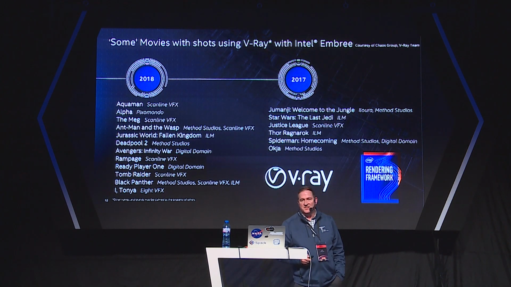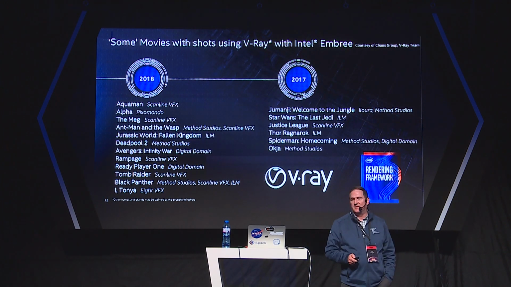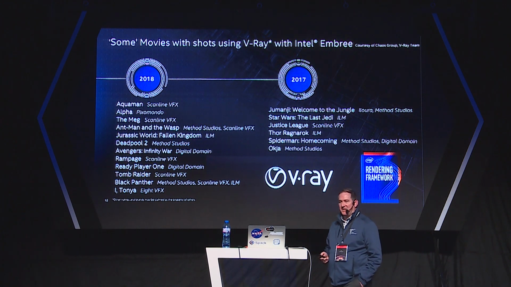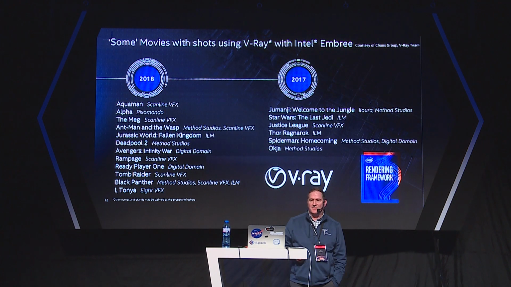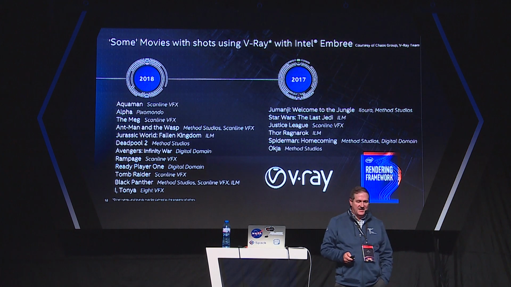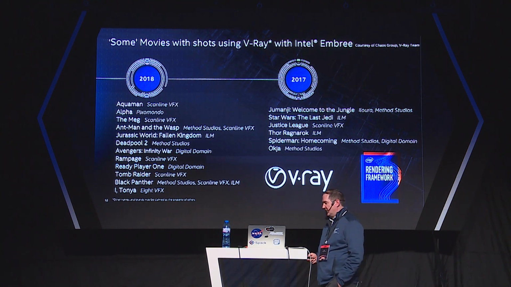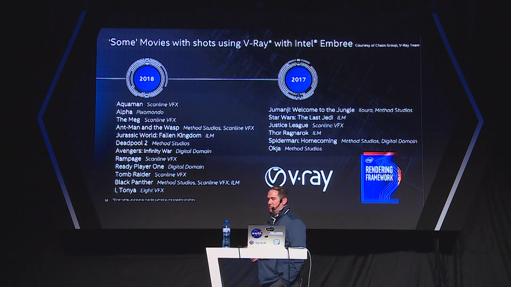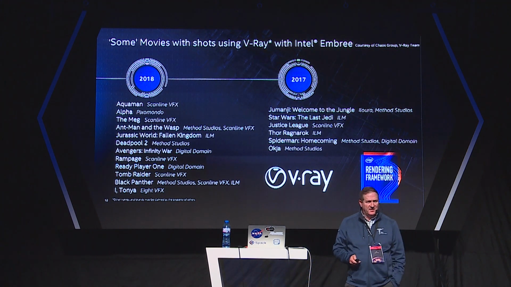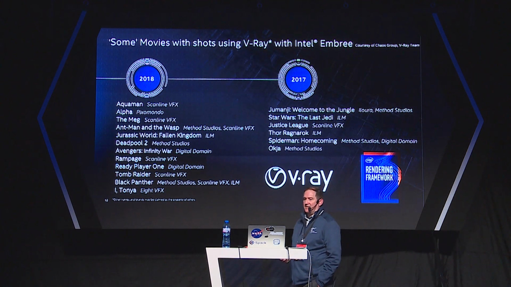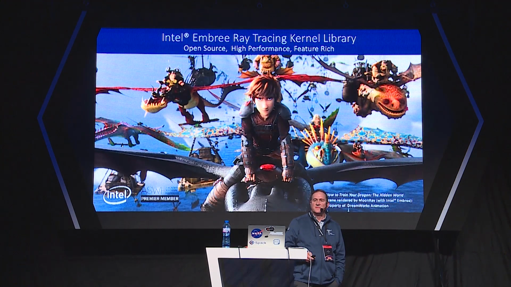Just to give you a sense, these are movies that have public information that says they were used with V-Ray and with Embree from the various studios here. So as you can see, the state of the art and the best movies and animations and visual effects typically are using something like V-Ray and Embree. So it's not a short list there, and that's only some of the movies from the last 2 years.